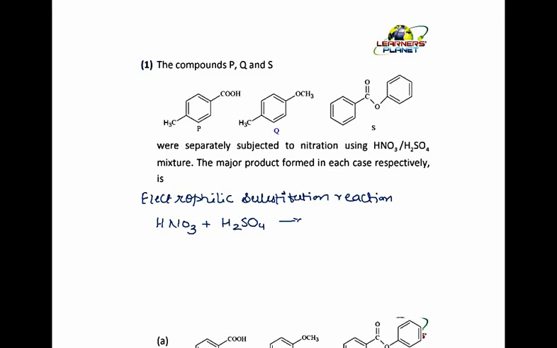So what all are the groups present in P? What is it, students? It is a methyl group, right? So there is a CH3 group. Now what type of effect does it have? It has a plus I effect, or it is a plus I effect group, right? So as it is a plus I effect group means what?